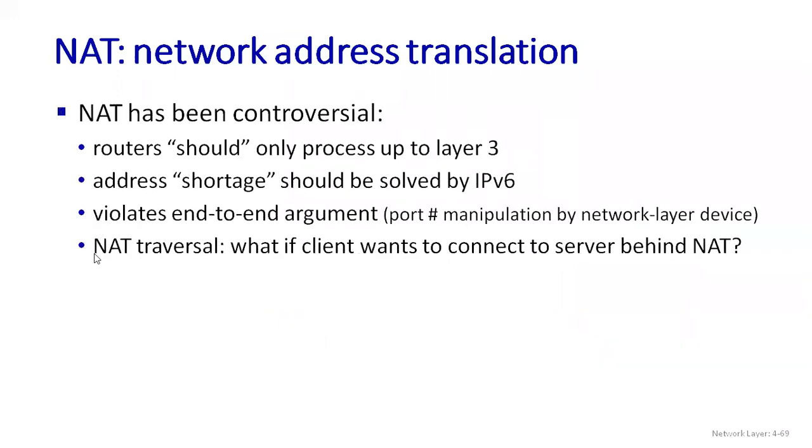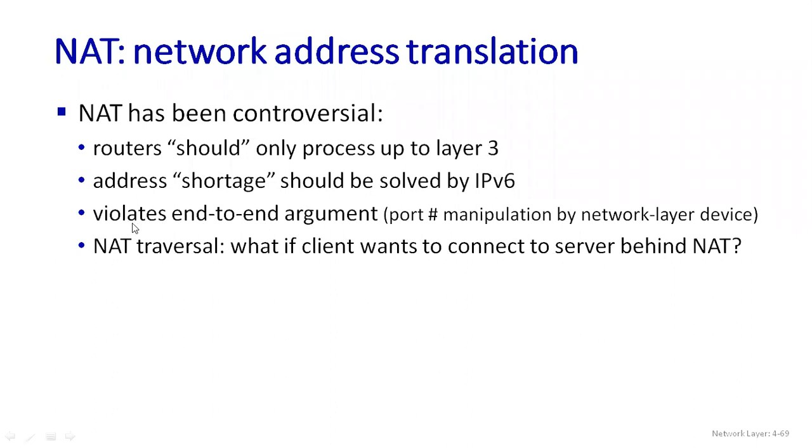So what are the controversies that happen in your NAT? The router should only process up to the third layer, that is the network layer, not more than that. And it will have the address shortage, which can be solved by IPv6. Now, I hope you have understood why we have moved to IPv6. That's the reason I wanted to tell you the concept of NAT. As this kind of problems are there, these problems can be solved in IPv6. That's the reason we have moved towards IPv6.